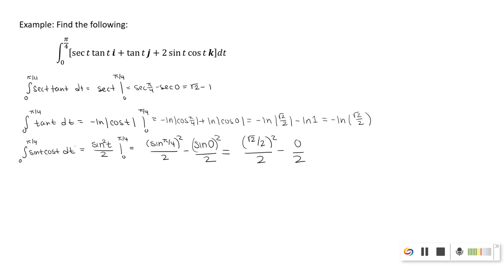And then I'm going to go ahead and plug those bounds of integration in. So sine of pi over 4 divided by 2 minus sine of 0 divided by 2. I ended up getting 1/4 when I did those computations.